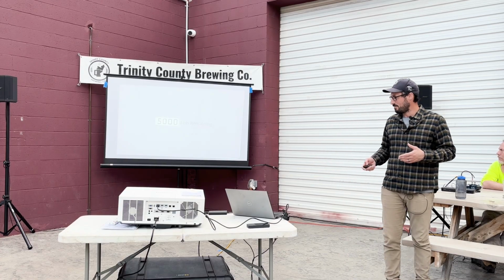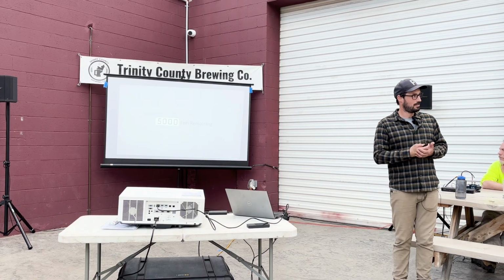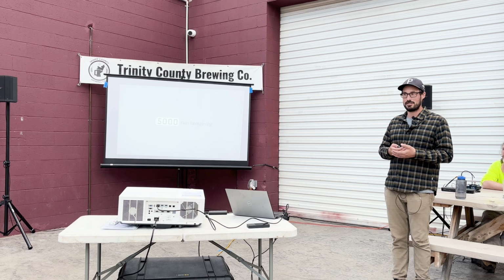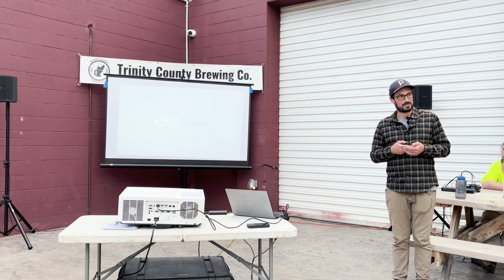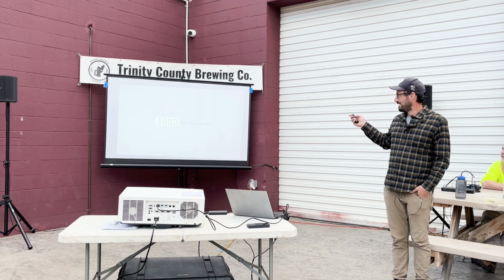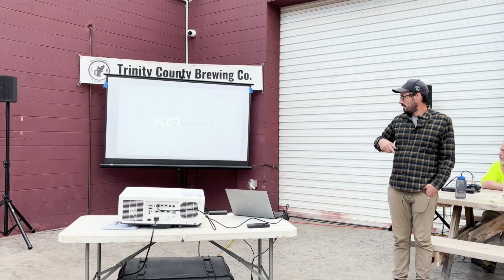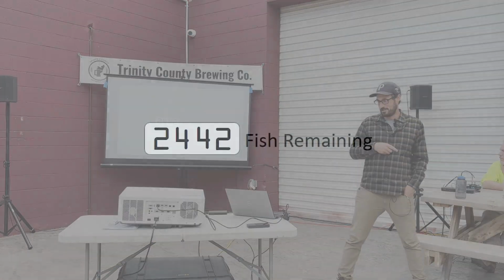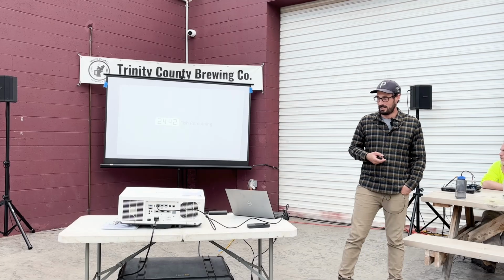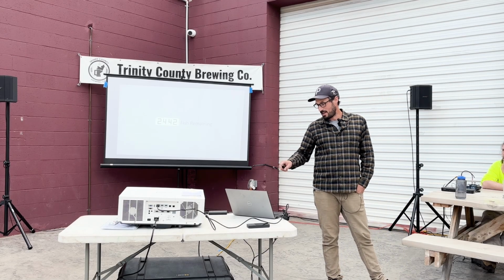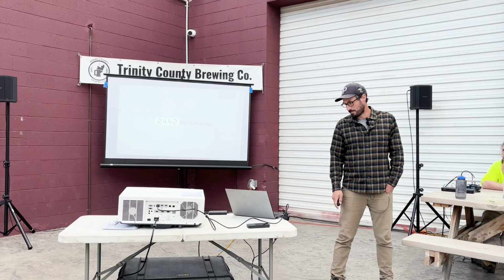How many fish do we think made it from our 5,000? Any guesses? Give me your percentage. 10%, 20%, half? 2,000. We're down to 2,442 fish. So we lost just over half, right? We lost 2,558 individuals. So our mortality ended up being 51%.